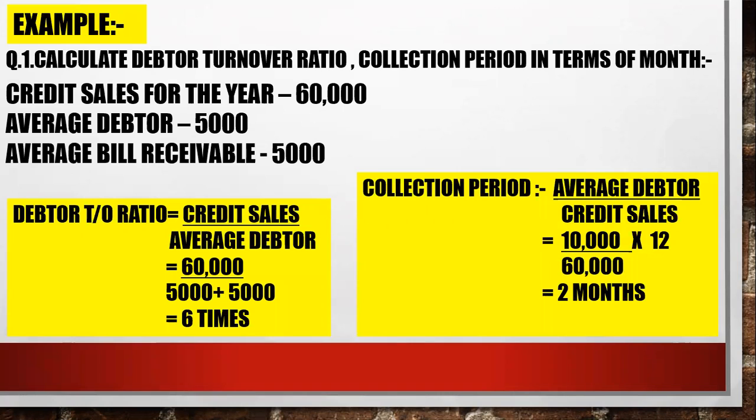That means you can say whenever you sell to the customer, you normally give 2 months credit to the customer. After selling, you get the payment after 2 months. You can say that also. Clear everyone?